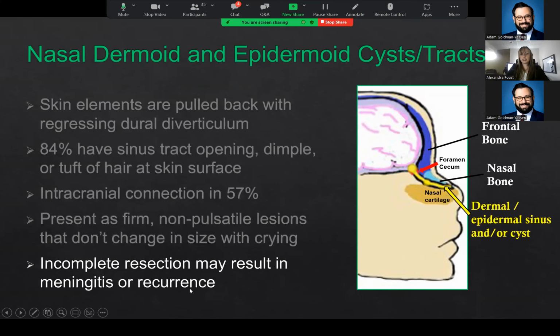And if they're not fully resected, or if we don't know that there's an intracranial component, you have the risk for both recurrence and meningitis. And important just to note, classically, we think of these as in the prenasal space, and that is definitely more common. But again, you can have a dural diverticulum that would travel along the fonticulus frontalis, and you could have one extending to the region of the glabella as well.